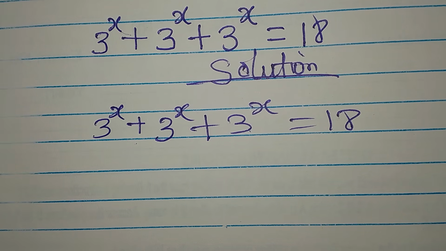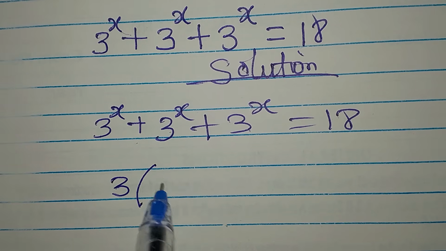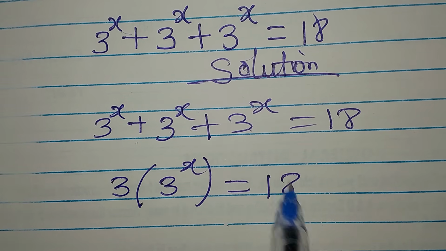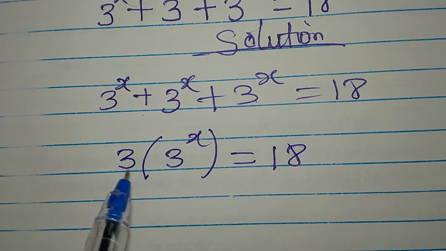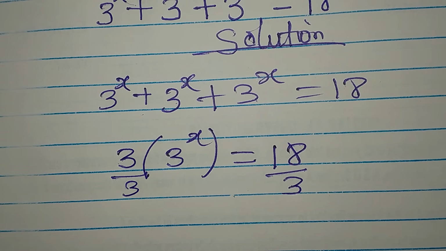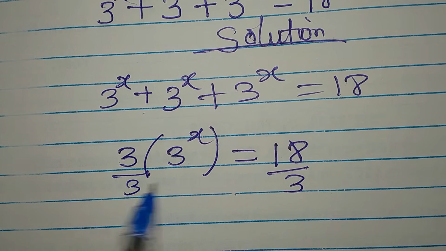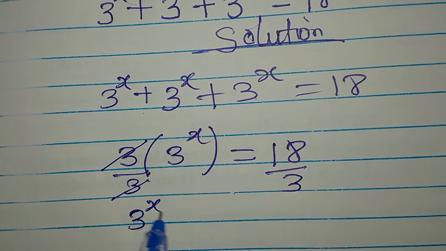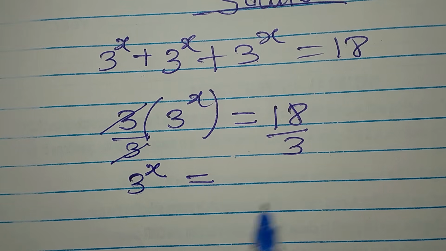So we have to solve it, right? Now this plus this plus this will give us 3 times 3 to the power of x, and this is equal to 18, right? Now what do I do? Since I'm multiplying this, I can just divide by 3 and divide 18 by 3, because what you do on one side has to be done on the other side. This will go with this. Now 3 to the power of x is equal to 18 divided by 3, and that is 6.